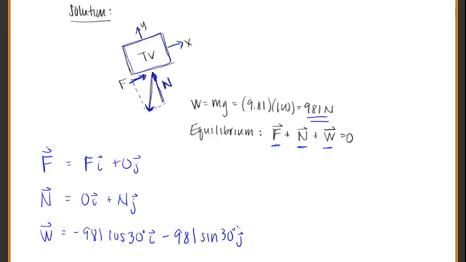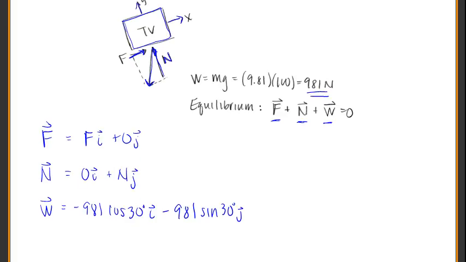If we work this one out just a little bit more so we have numbers to work with, negative 981 times the cosine of 30 degrees is going to give us a value of negative 850, rounded, times its unit vector. And if I do the same thing with negative 981 and the sine of 30 degrees, then rounding, we'll get negative 491 times its unit vector.